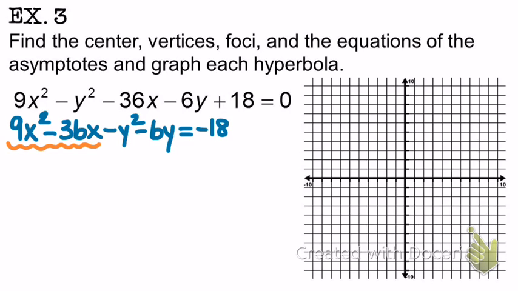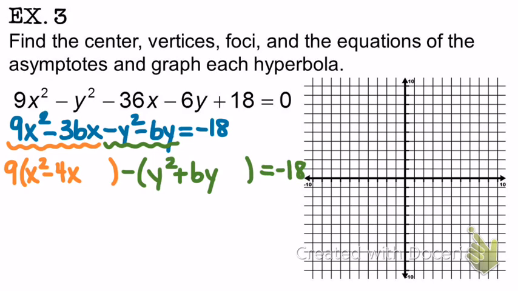Okay, so we're going to look at our x's and we're going to factor out whatever number is in front of x squared, which is a 9. So when I factor out a 9, I'll have 9 times x squared minus 4x, and I'm going to leave a space. And then for the y's, we're going to factor out the negative that's in front of the y squared. So that's going to be minus y squared plus 6y, and I'm going to leave a space, equals negative 18.